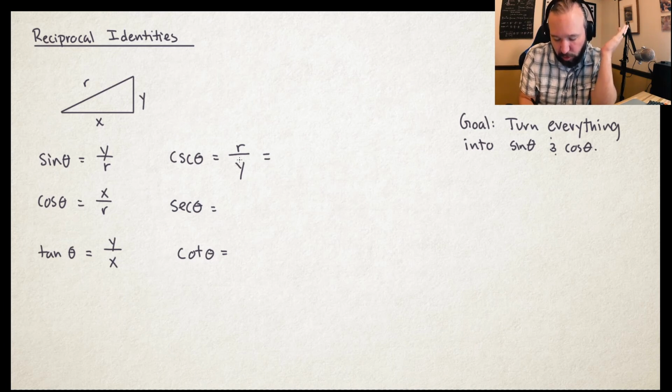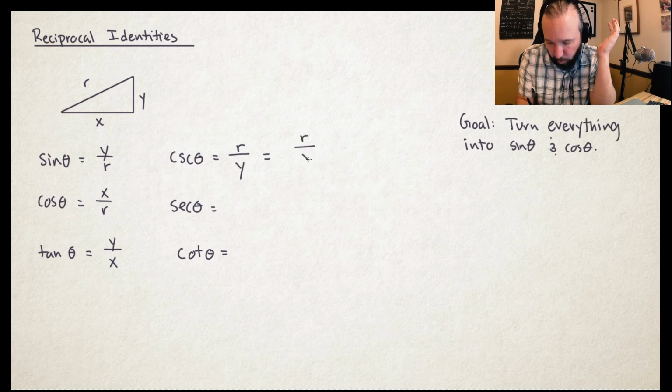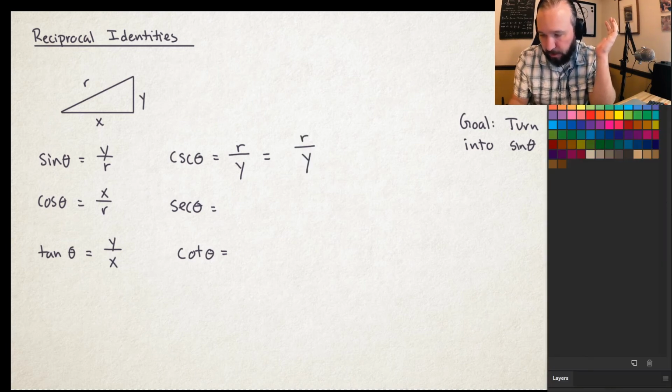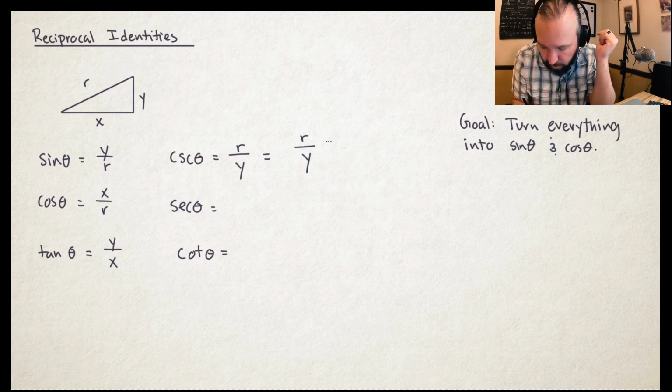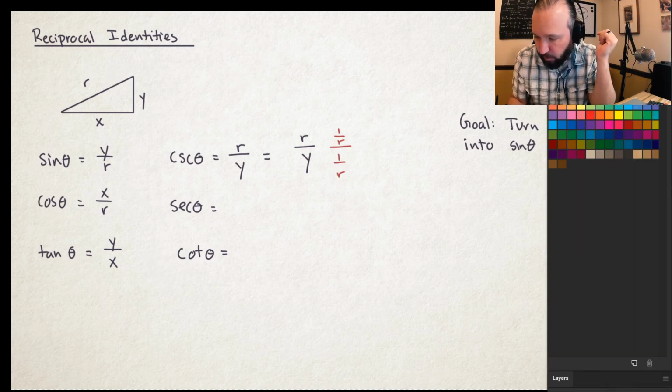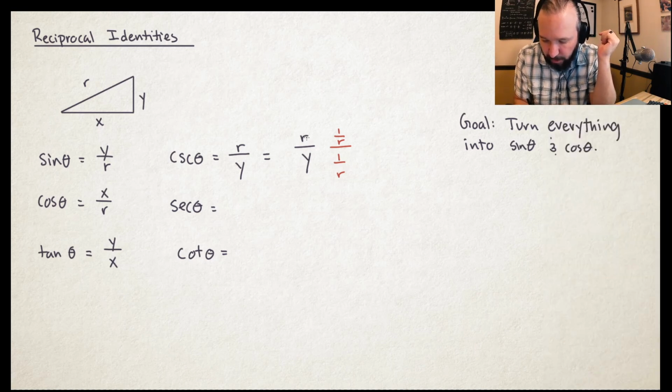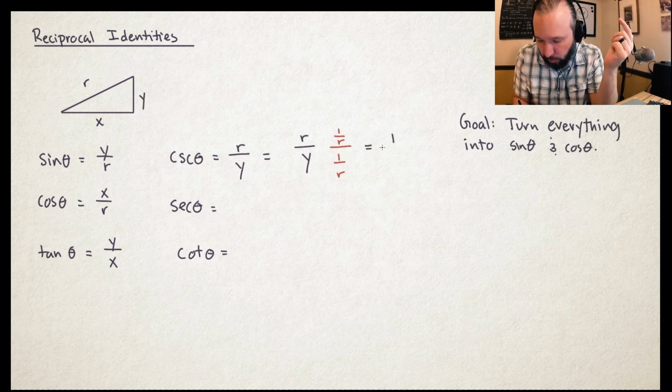So to start off with, I'm going to make this r over y. And then I'm going to multiply the numerator and denominator by the same thing. Remember, you're always allowed to multiply numerators and denominators by the same thing. So what I'm going to do is put a 1 over r in the numerator and denominator, and let's see what happens. In the numerator, I have r times 1 over r. They will cancel, and I will just have 1. And then in the denominator, I have y times 1 over r. So that will give me y over r.